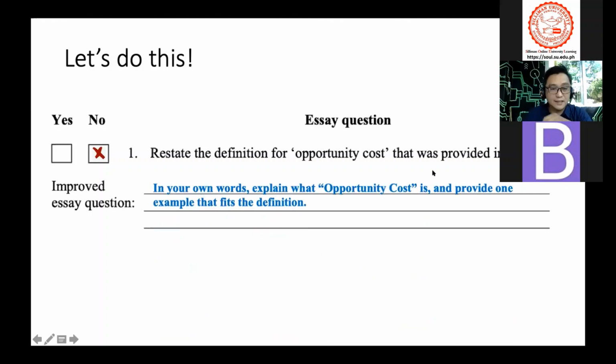Wait, hold on. Into something like this. Like in your own words, explain what opportunity cost is and provide one example that fits the definition. Now, this is an improved version of the original essay question because it clearly meets all the 4 components now. Okay, so making students add an example to justify their reasoning is a very good strategy for constructing essay questions, in other words, okay? But it's not only limited to giving examples, of course.